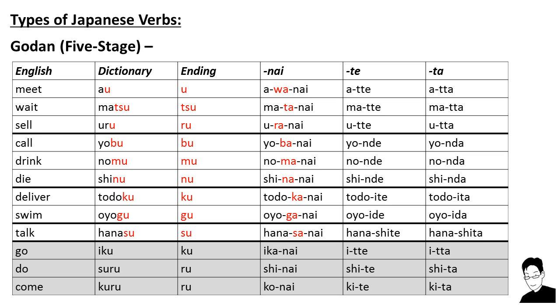Okay, let's go through those again, listening, repeating, and pausing as you need to. Au, awanai, atte, atta. Matsu, matanai, matte, matta. Uru, uranai, utte, utta. Yobu, yobanai, yonde, yonda. Nomu, nomanai, nonde, nonda. Shinu, shinanai, shinde, shinda. Todoku, todokanai, todoite, todoita. Oyogu, oyoganai, oyoide, oyoida. Hanasu, hanasanai, hanashite, hanashita.